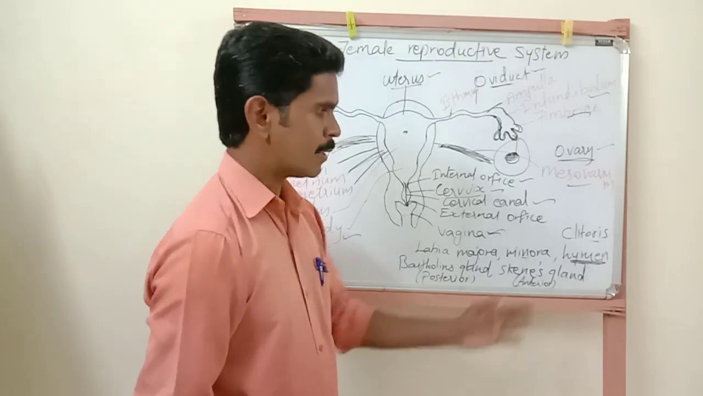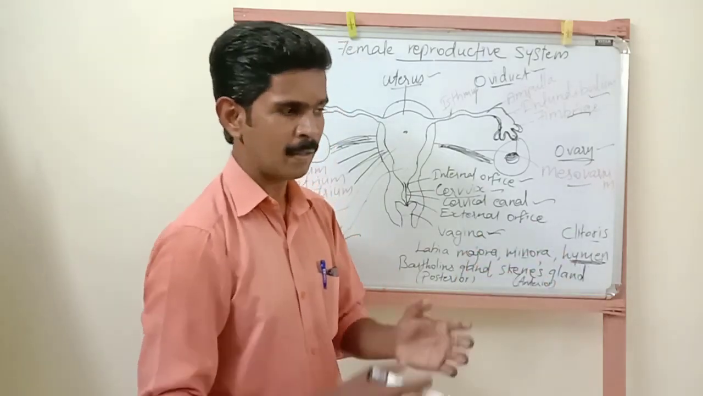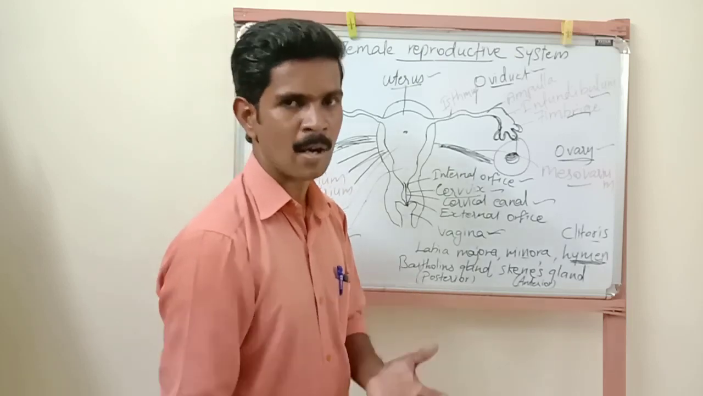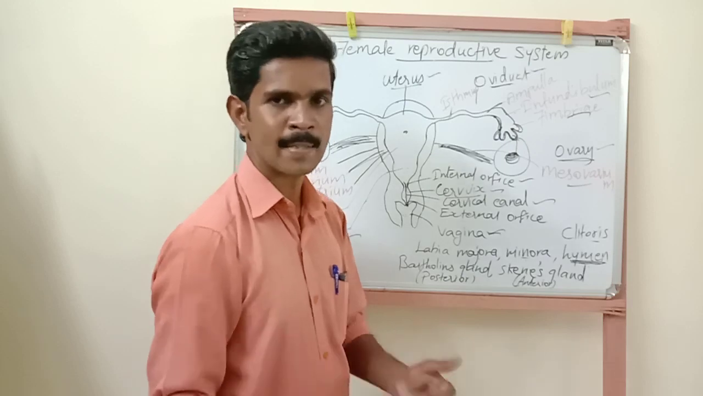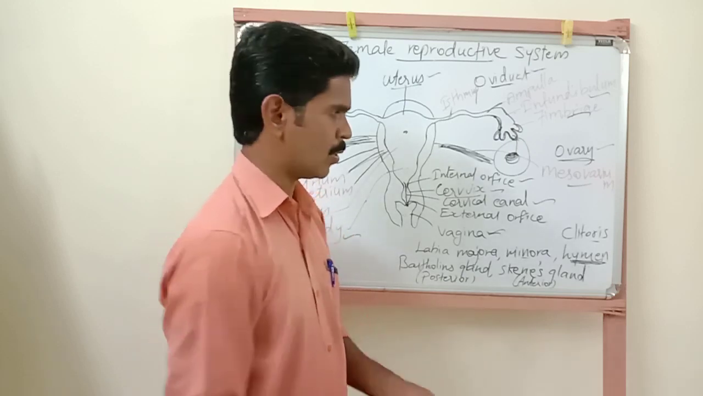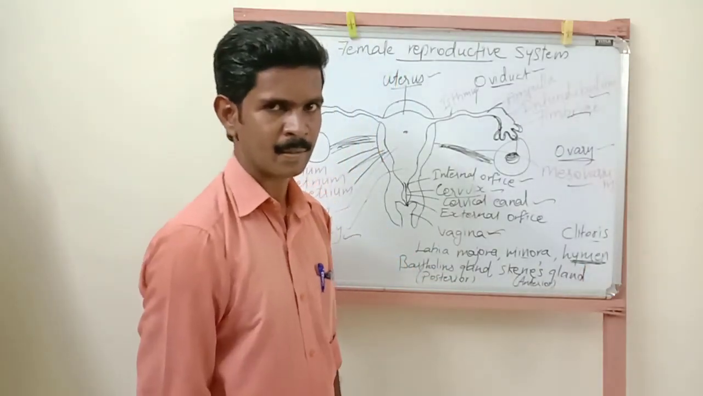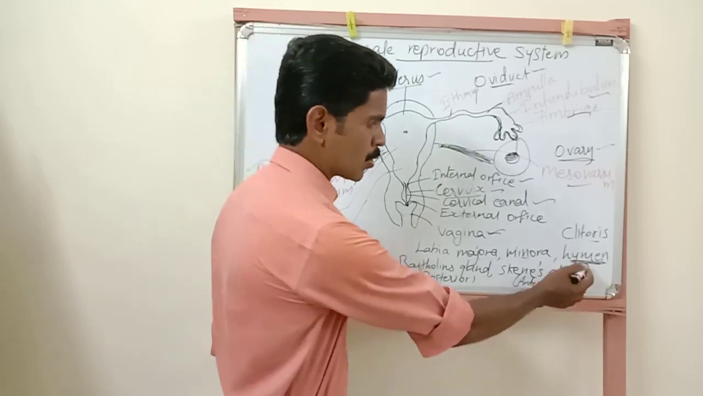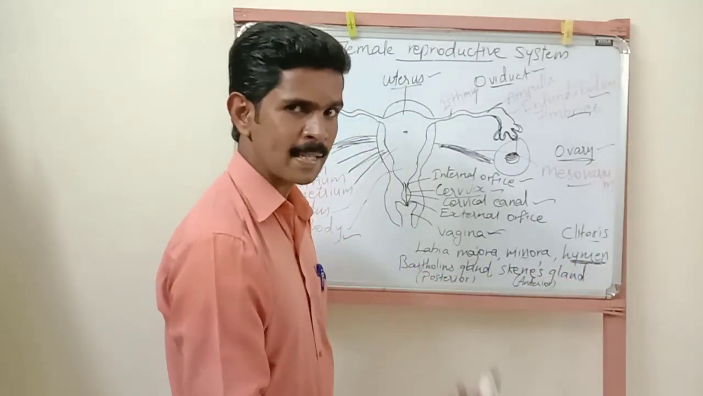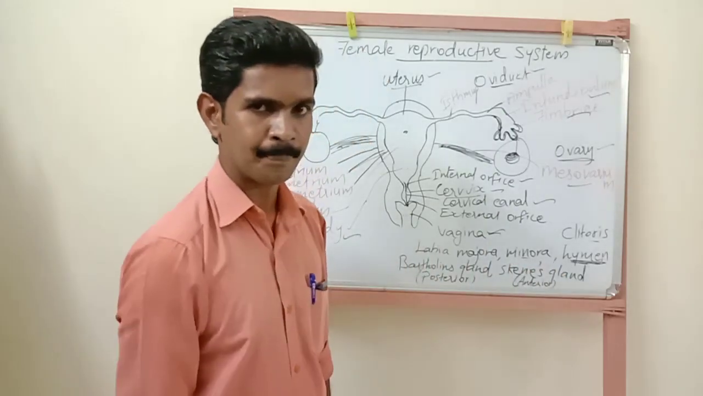Understand? But this hymen tissue can rupture at some other times also. That means when a woman or female is doing strong exercise or cycling, or suddenly falls down, during these times also this hymen membrane is ruptured. Understand? So these are the four organs, and these organs are called the external genital organs. These organs are present near this vagina.